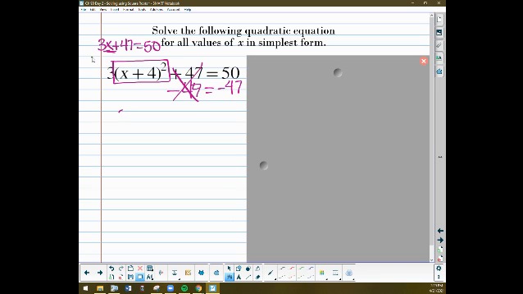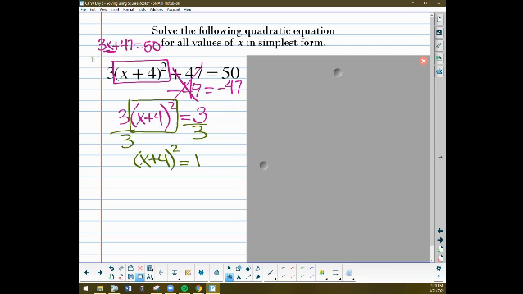Over here, I still have 3 times x plus 4 quantity squared. 50 minus 47 is going to give me positive 3. Now, I still am trying to get x plus 4 quantity squared alone. So I've got to divide by 3. 3 divided by 3 is 1. So I'm not there yet. Look at those, there were 2 steps before I could get x plus 4 alone.